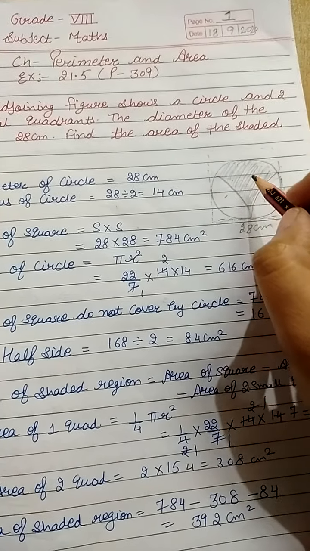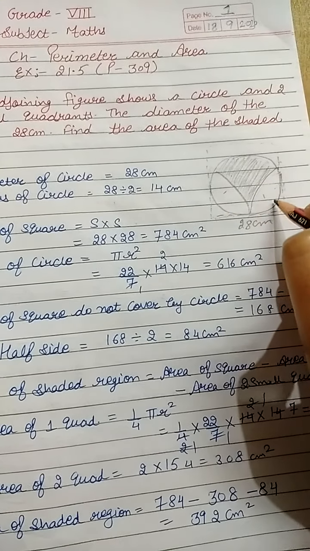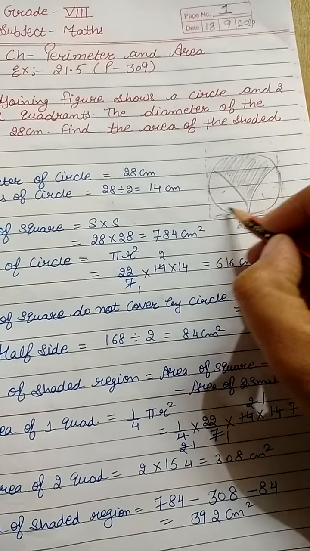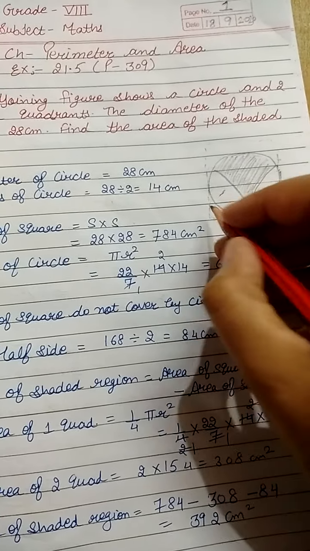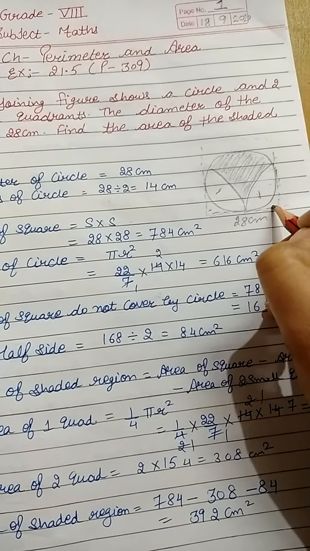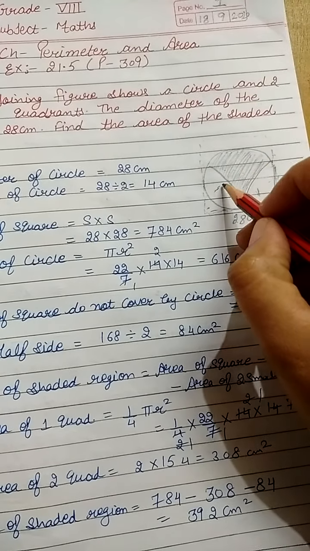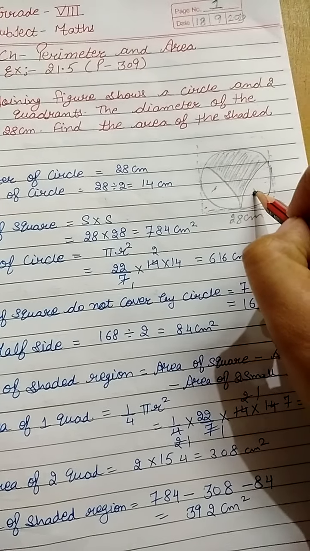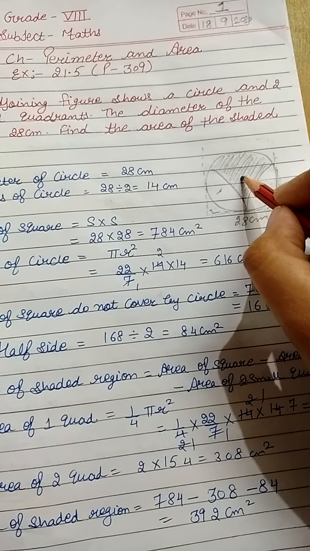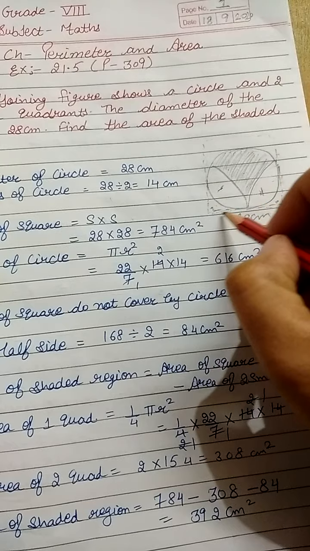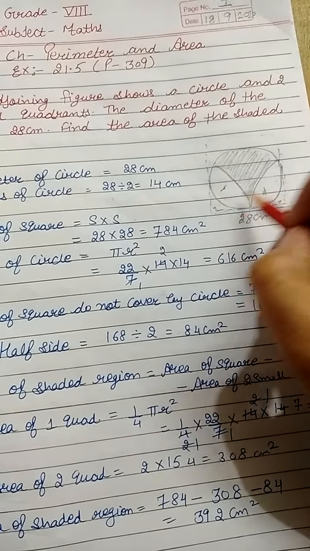Ultimately, you want to find the area of the shaded region. For that, first we will find the area of the square. If from the whole square we subtract these quadrants' area and these little small quadrants' area, then you will get the area of this portion. From that only we will subtract these two portions.